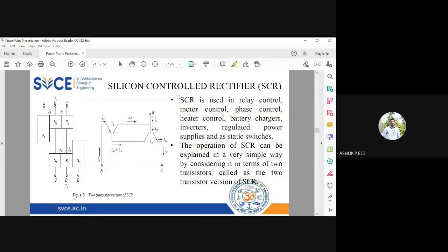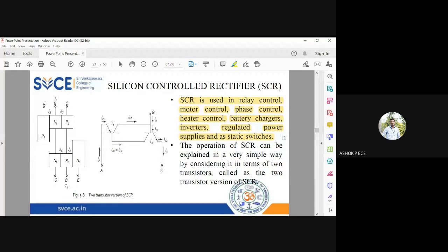SCR is mainly used in relay control, phase control, motor control, and heater control. In all these control applications I use SCR because it has a gate terminal, and this gate terminal controls the operation of the SCR. Wherever I need to turn on the SCR, I'll be using it in those applications: battery chargers, inverters, RPS, and static switches.